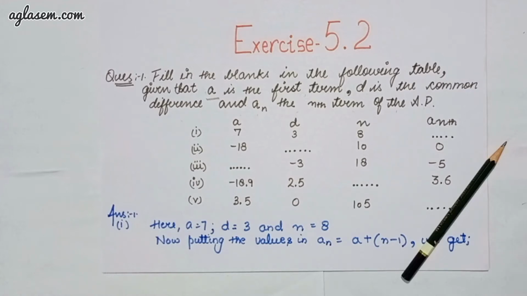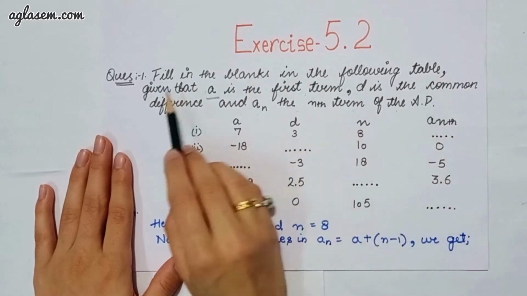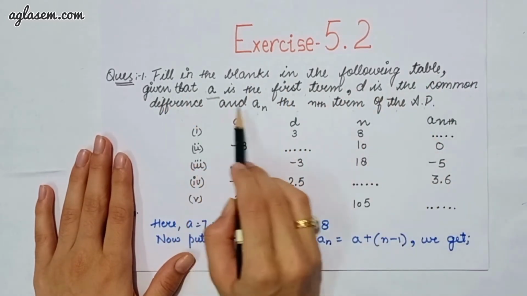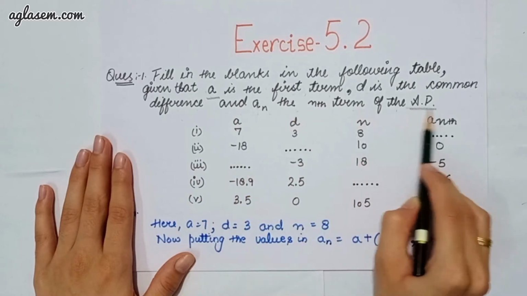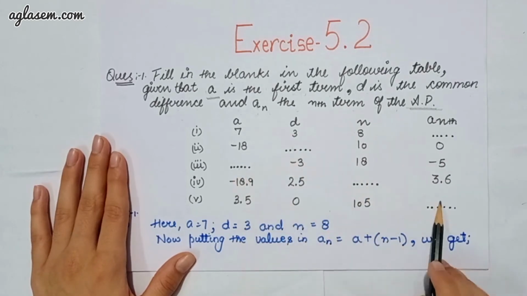Today we will be covering chapter 5, that is arithmetic progression. So starting with the second exercise, that is 5.2, our first question says fill in the blanks in the following table, given that A is the first term, D is the common difference and AN is the nth term of the arithmetic progression. So this is the given, we have to fill in the blanks.